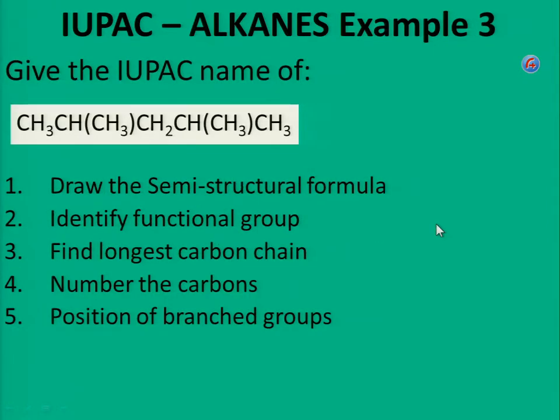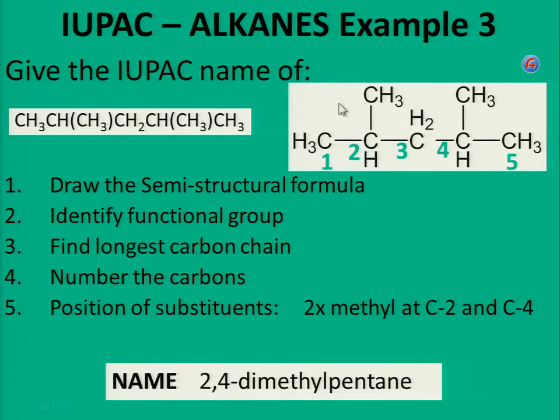Example 3. Give the IUPAC name of this molecule. Here you can't really see where the chain is and where the branches are. So, the easiest way to solve this problem is to draw the semi-structural formula. So, here is your semi-structural formula. CH3, CH3, CH, CH, CH3, CH2, CH, CH3, CH3.